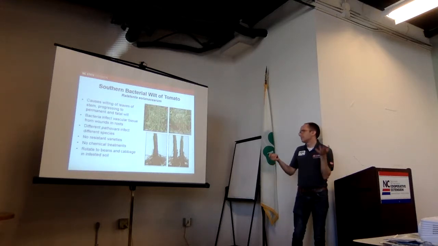We talked about this already. So this is a combination. This is a different wilt. Southern bacterial wilt. And there's no resistant varieties, there's no chemical treatments, it's a matter of crop rotation.